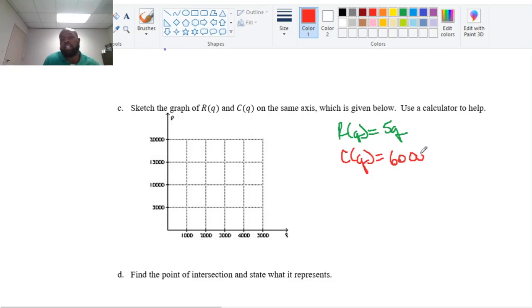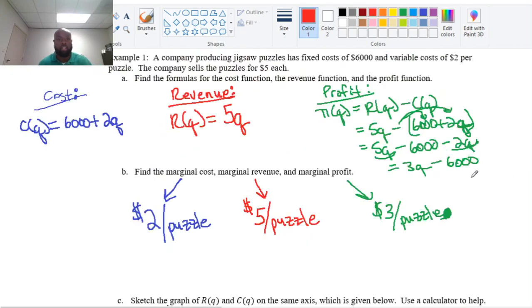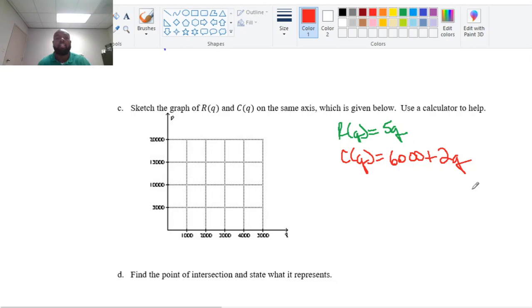That's 6,000 plus 2Q, if I'm not mistaken. Yes. All right, I know I switched the colors here, but I know that my vertical intercept for my green function, my revenue function, is 0, right? Because there's no plus b there. It's understood to be a plus 0, right? So I know it goes through this point here, and if I do my rise over run, I go up 5 and to the right 1.